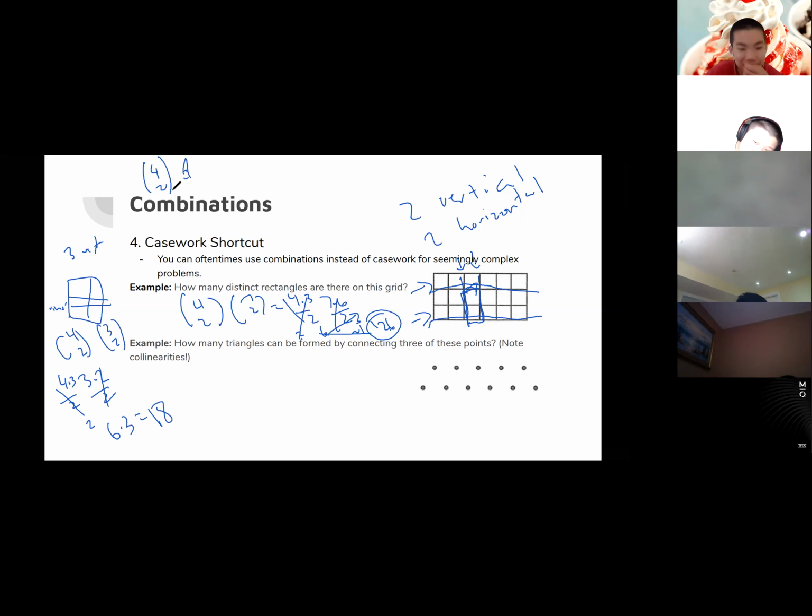Just distinctly different sizes, not in this case. If it did, then it would be pretty easy because you could just choose any width and any height. So, I'll let you try this problem or think about it. How many triangles can be formed by connecting 3 of these points? And note collinearities. What this means is that if I select these 3 points to be our vertices, you don't make a triangle, you make a line. You don't want that. So everyone just think about this.